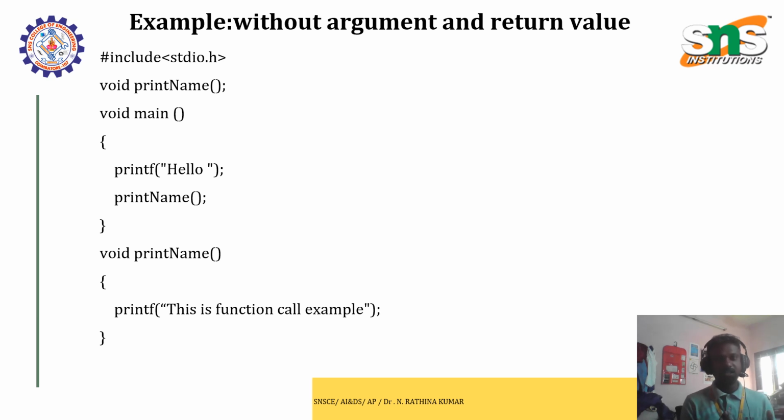So outside the main function, we define the function. In the sub function, in the user defined function, here we simply display the message. For an example, this is a function call example, that's all.